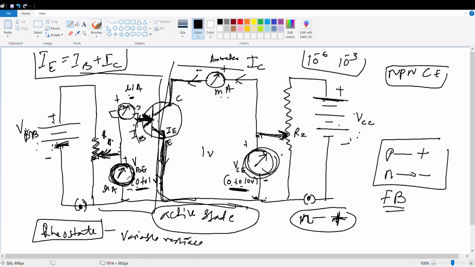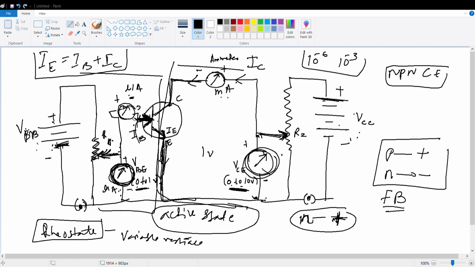Yes or no? If I keep this VBE constant, then only your IB will be constant. Yes or no? Yes, sir. So I am keeping my VBE constant. So if I keep VBE constant, automatically your IB will become constant.